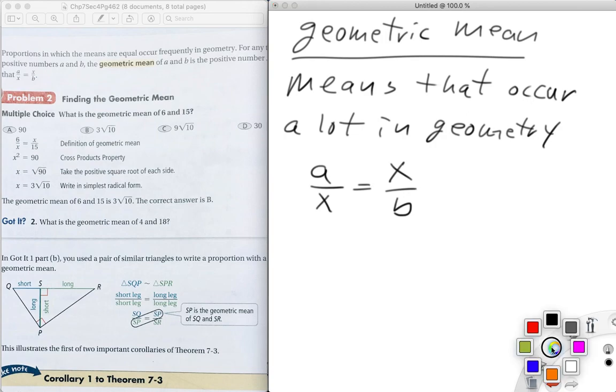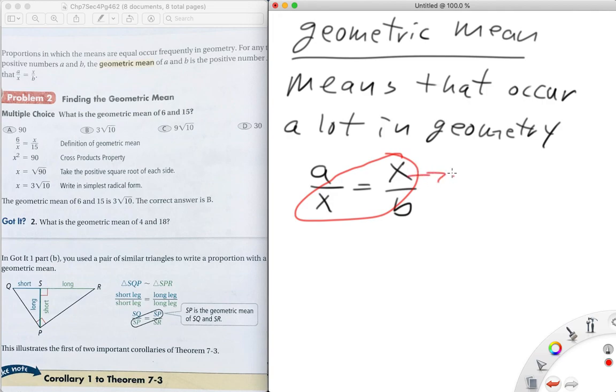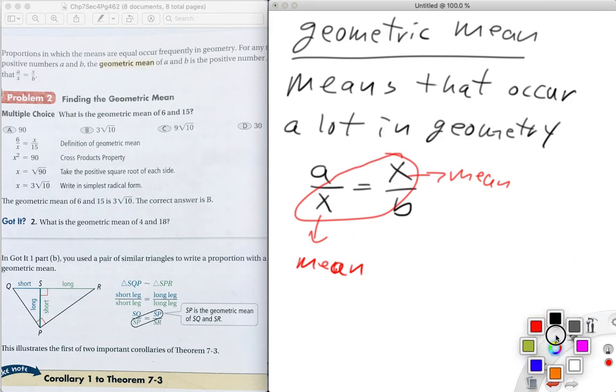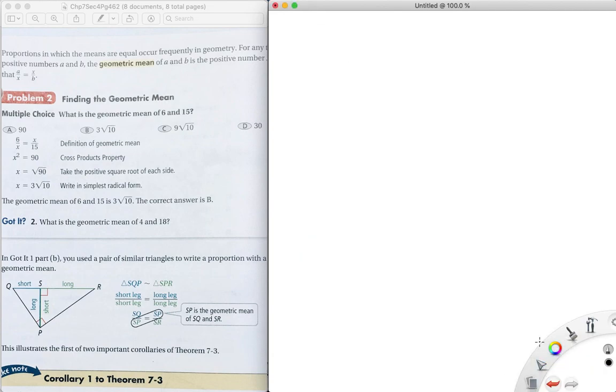So the geometric means, these guys are the means. That's a mean. And when we talked about doing means and extremes with proportions, these are called the geometric means because the geometric means are always the same. Because they occur so much in geometry, we have this equation that sets the means equal to each other. And they're definitely here with, say, similar right triangles.